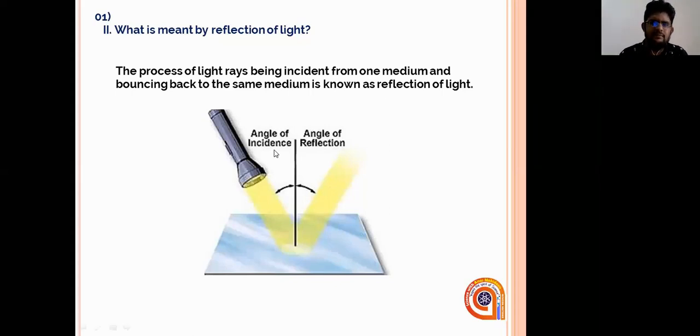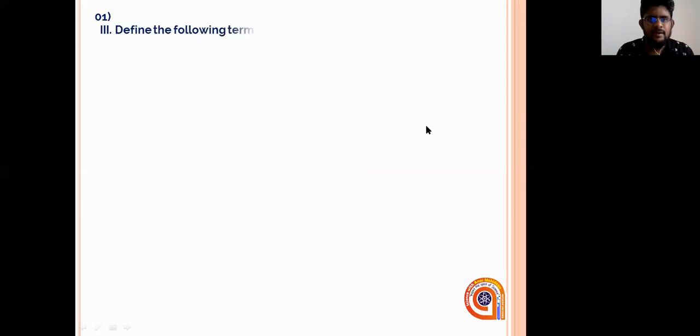You can see an example given here. The light beam given by a torchlight being incident on a surface is reflecting back. When it is incident and reflecting back, there will be two angles formed, the angle of incidence and the angle of reflection. So the next question I am taking, define the following terms. Some terms related with these ray diagrams are what we are going to take.